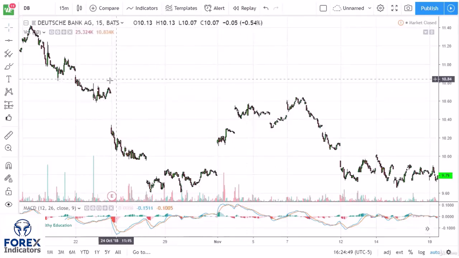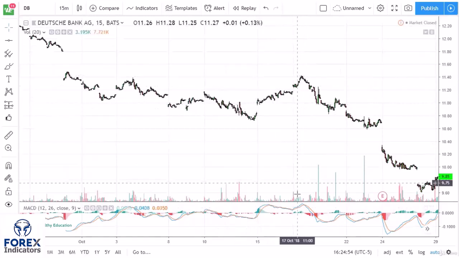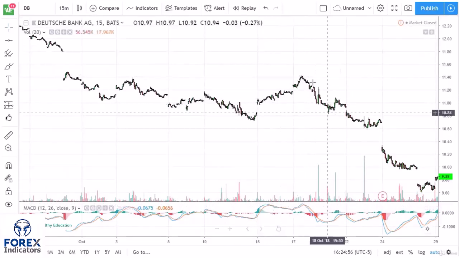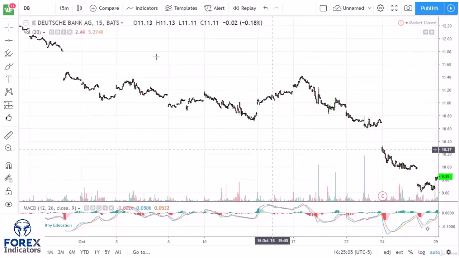So if you shorted here, your stop loss would have been above this next cluster. You can see that we had a nice little rally here. We crossed at an extreme in the overbought part of the MACD, above the midline, right at a resistance level. You can't ask for a much clearer signal than that.